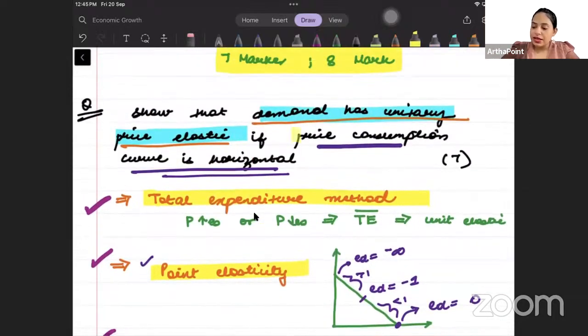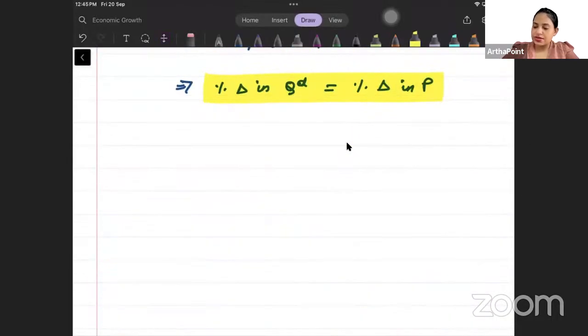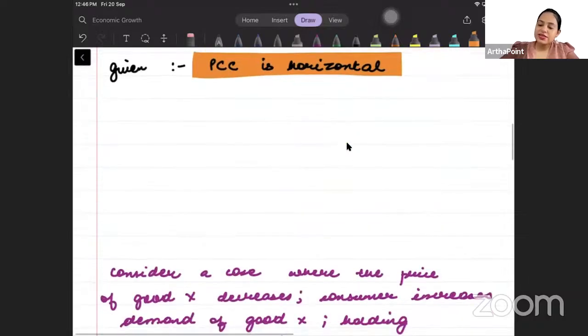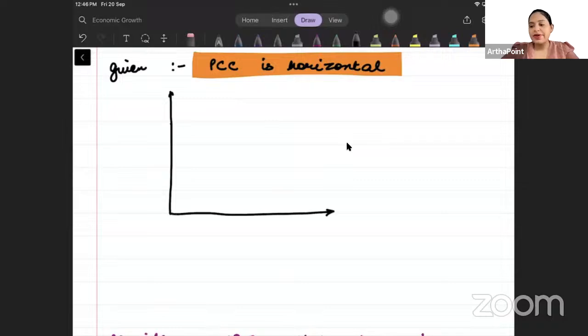अब आगे क्या बोल रहा है? If price consumption curve is horizontal, which means that it is given to me. This is a given thing. Given that the price consumption curve is horizontal. This is given. So if it is given that price consumption curve is horizontal, it means that it is given to me that अच्छा price consumption curve is horizontal. ध्यान से समझना हाँ.